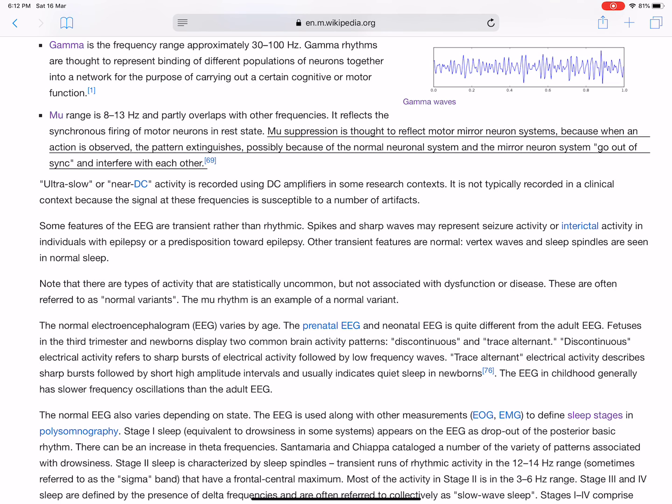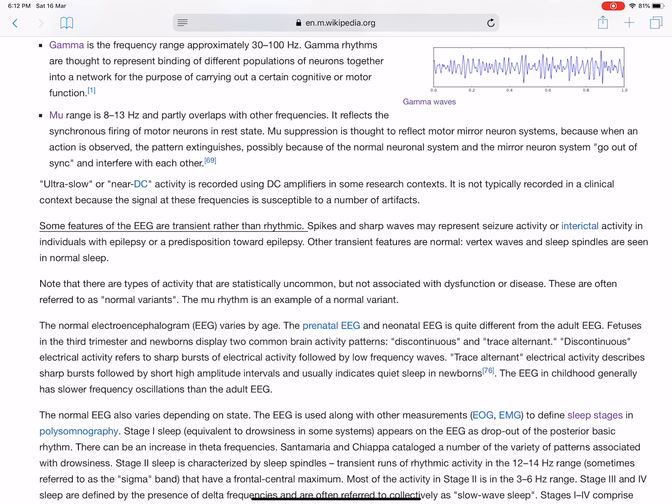Ultra-slow or near DC activity is recorded using DC amplifiers in some research contexts. It is not typically recorded in a clinical context because the signal at these frequencies is susceptible to a number of artifacts. Some features of the EEG are transient rather than rhythmic.